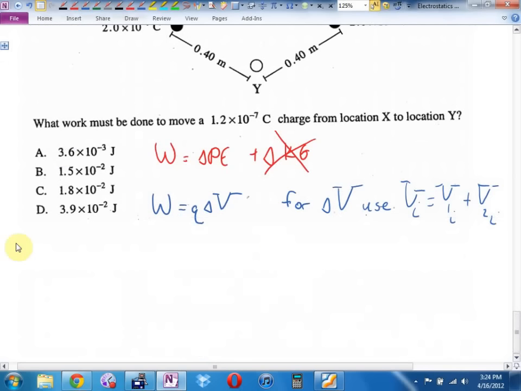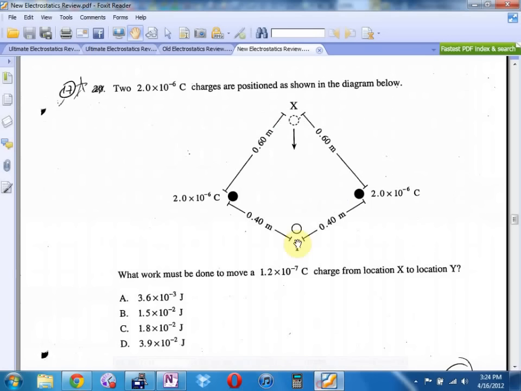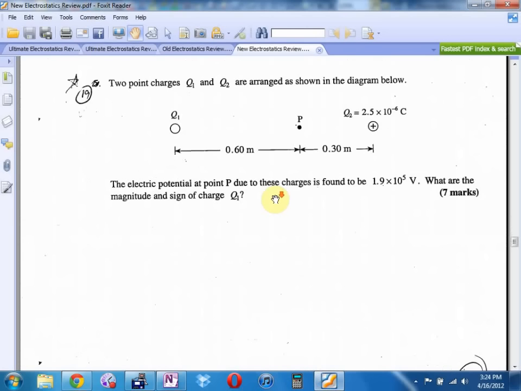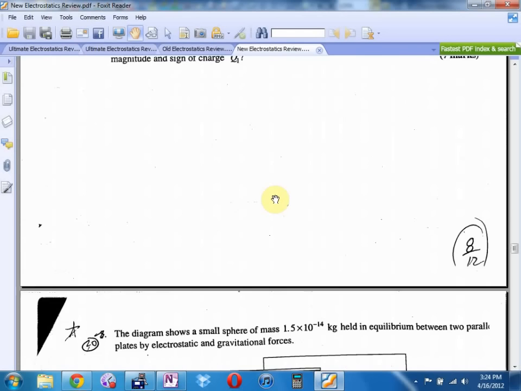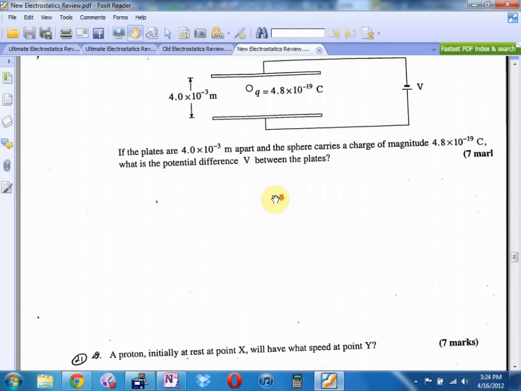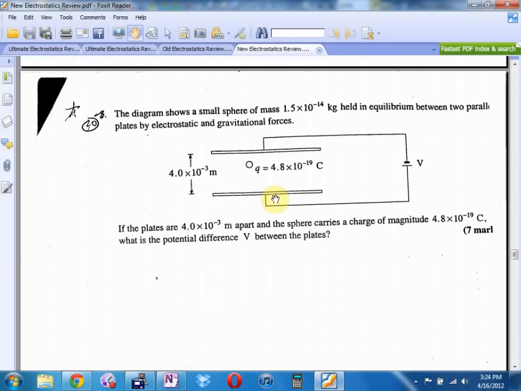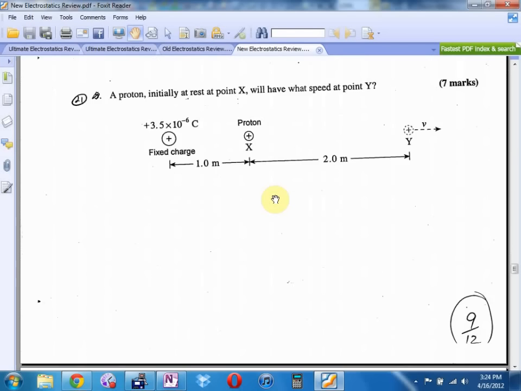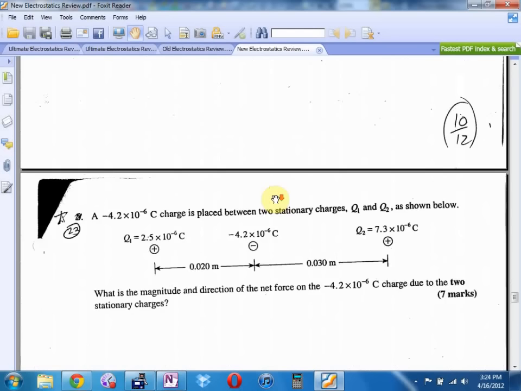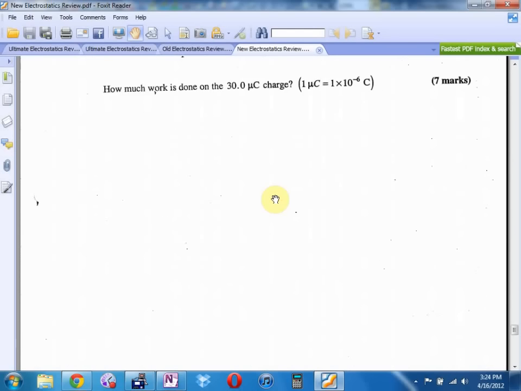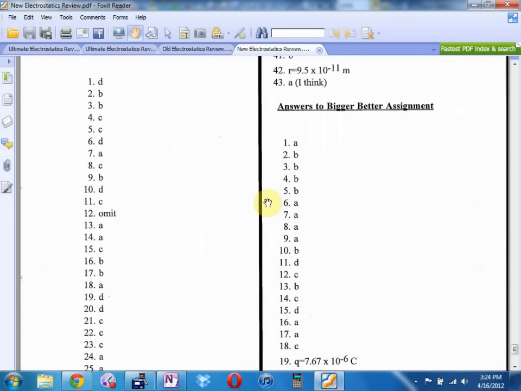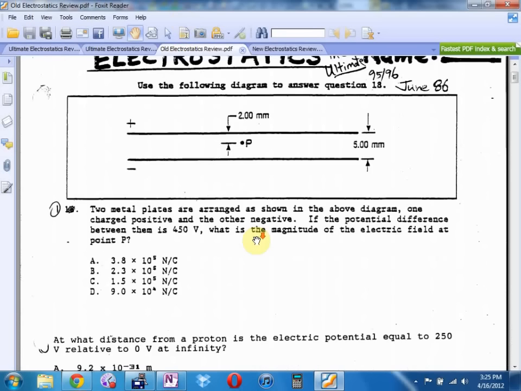Okay. So between parallel plates, what can we ask? Show me a good plate question, Mr. Dueck. These are all point charges. Oh, apparently that's all of that review. Let's go to the old electrostatics review.